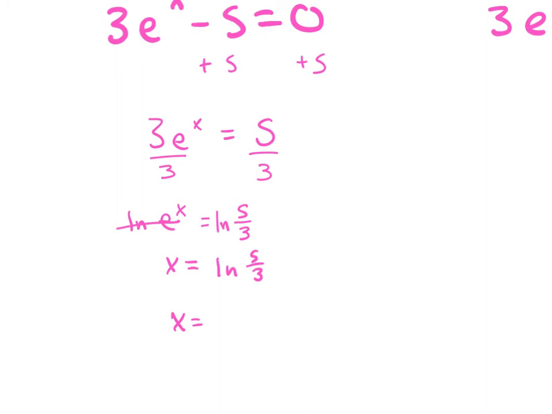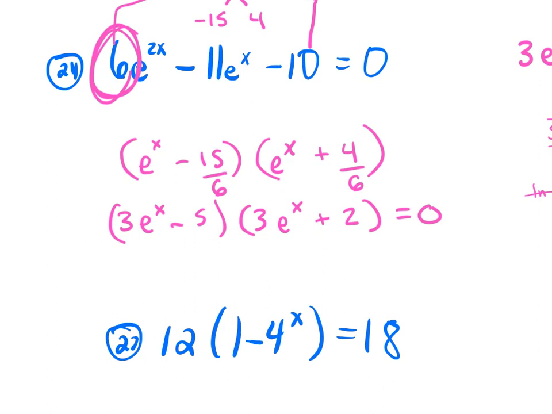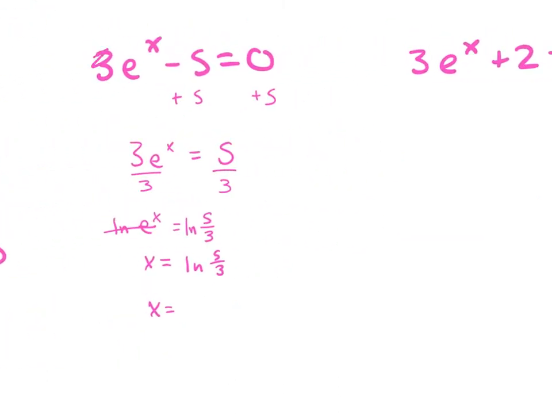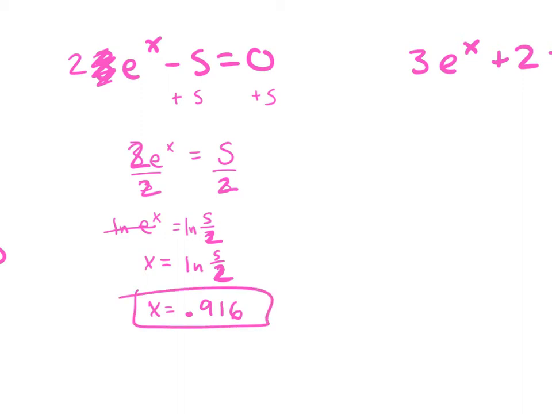You are right. Because we divided by 3, so this should be 2 here. My bad. So this should be a 2. We divide by 2. So this should be ln of 5/2. 0.916. Perfect. Everybody agrees? Everybody got that?